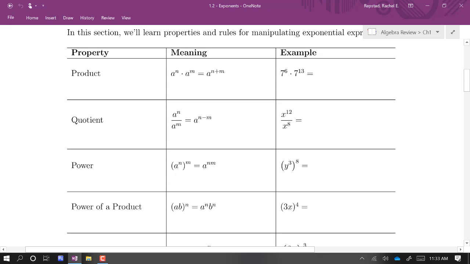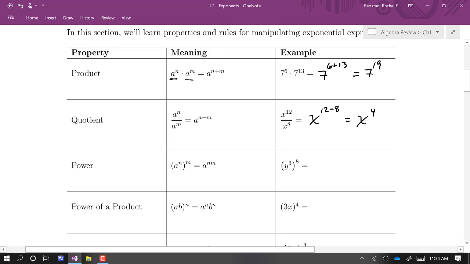So if I'm multiplying two exponential expressions that have the same base, then I can add the exponents. So, for example, 7 to the 6th power times 7 to the 13th power is 7 raised to the 6 plus 13, or 7 to the 19th power. If I'm dividing two expressions with the same base, then I can subtract the exponents. So x to the 12 divided by x to the 8, that's x to the 12 minus 8, or x to the 4th.